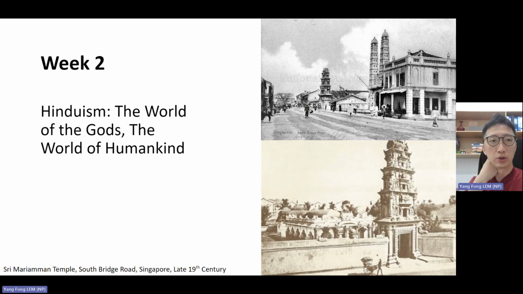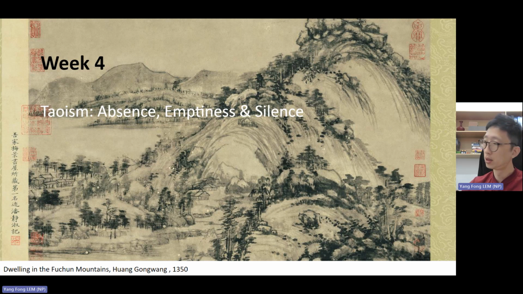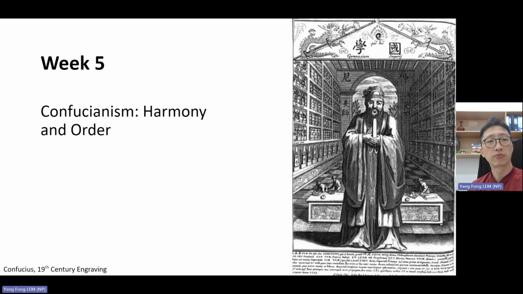Week two we'll be looking at Hinduism, the world of the gods and the world of mankind. Week three we'll be looking at Buddhism, a narrative basis for architecture. Week four we'll be looking at Taoism, talking about absence, emptiness, silence. Week five, we'll be looking at Confucianism, harmony and order.